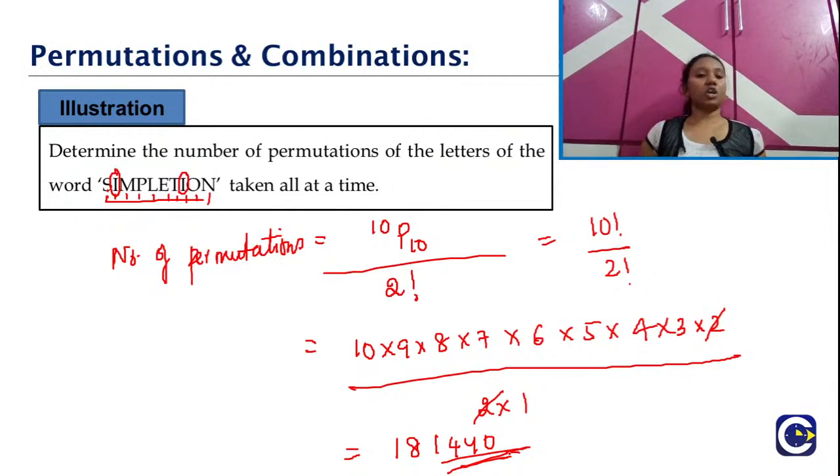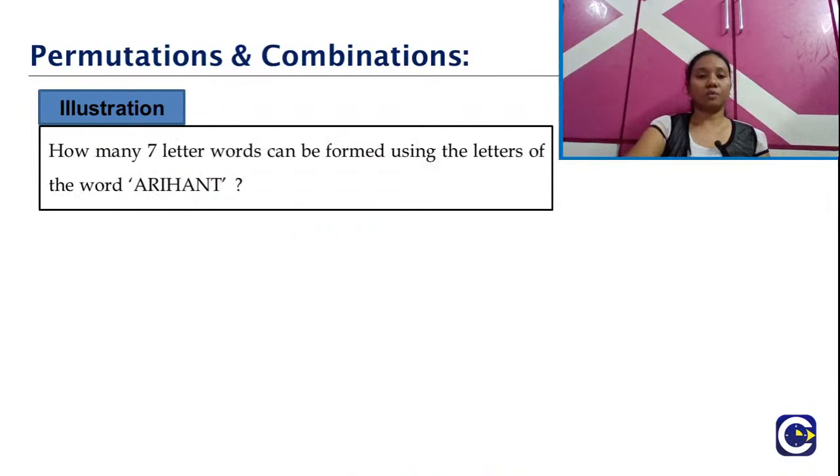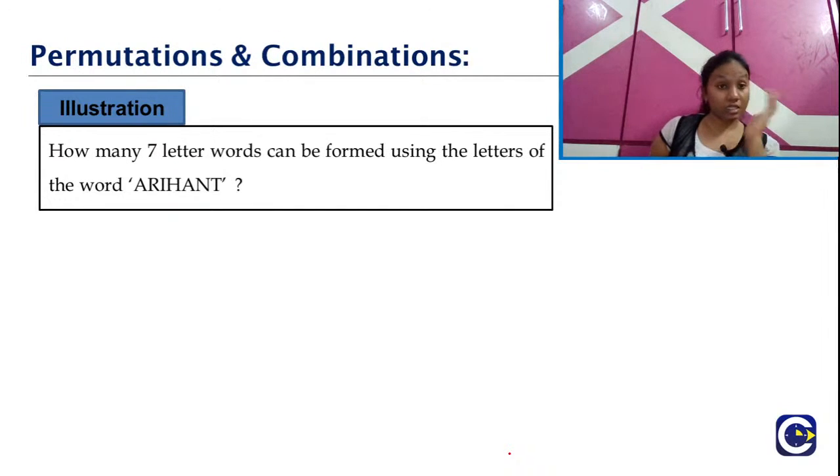Right, so now you guys got an idea how we'll be doing it when objects are alike. So let's do one more question here. So here comes the next question. I hope you guys can quickly answer this one. So it's easy. How many 7-letter words can be formed using the letters of the word? That means it's simply the number of arrangements they are talking about here.